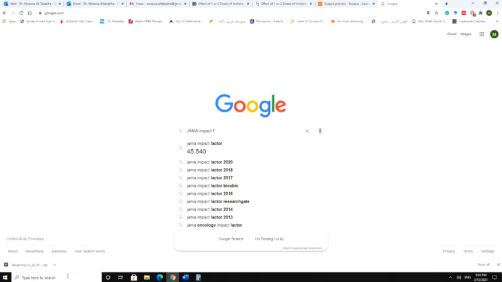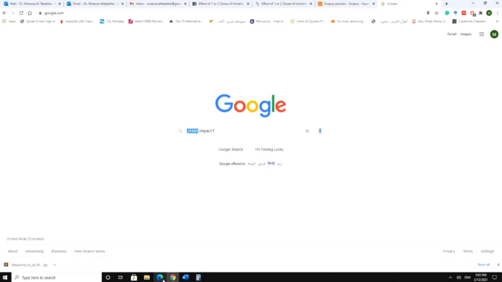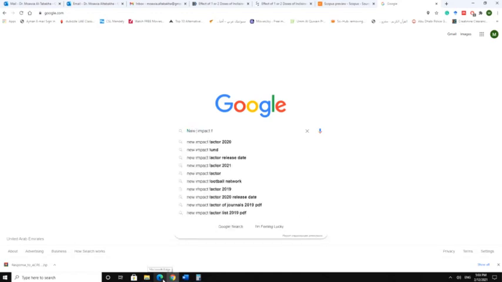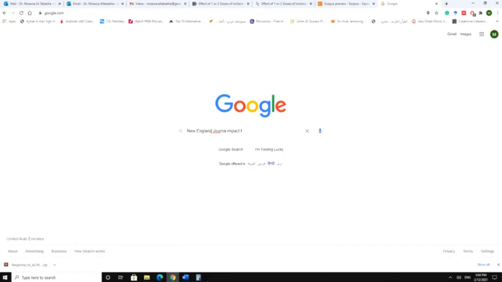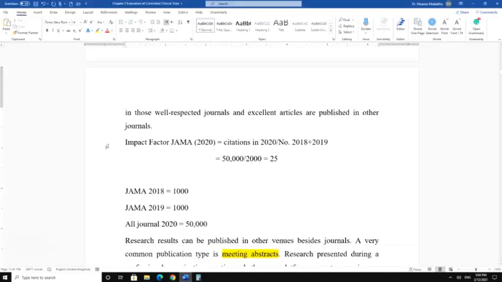impact factor. Look: 45.5. Okay. Now look at the New England Journal of Medicine. Look how much: 74.699, so 74.7. So this will also tell you about the strength of the journals. You should be aware of that.